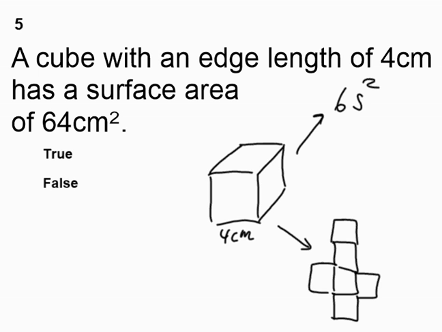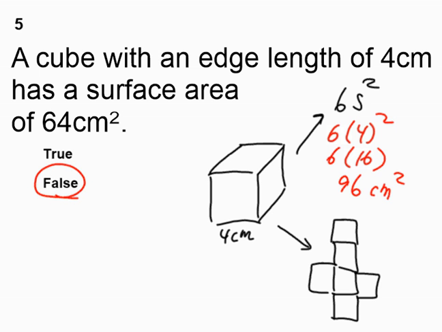Those who are comfortable with the math probably did the formula. And if you did the formula, 6 multiplied by 4 squared, or 6 faces that are 16 each, that is 96 square centimeters, which proves this to be false. Or, since each of these faces is 16, you could have added 6 faces of 16 together to get also 96 centimeters squared. But either way you did it, it's false.